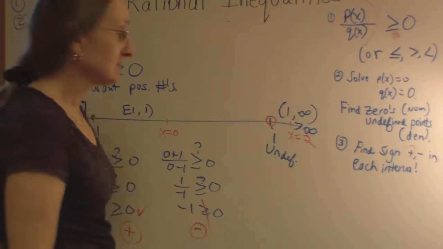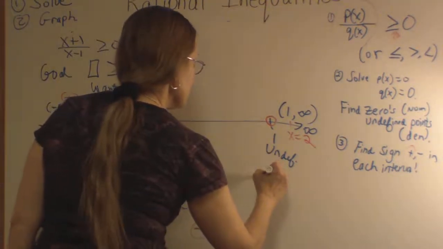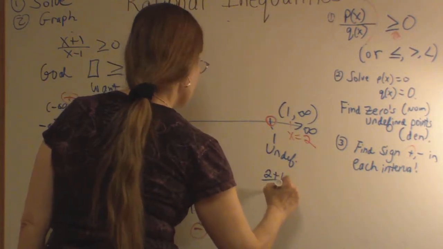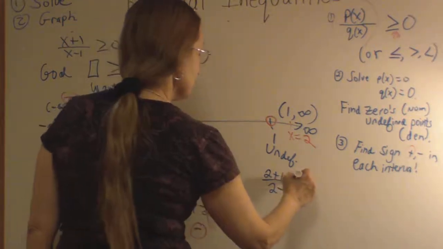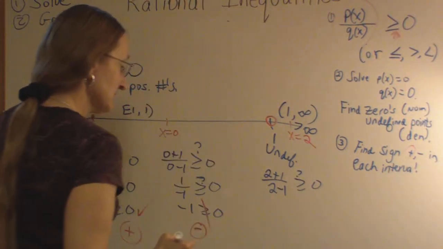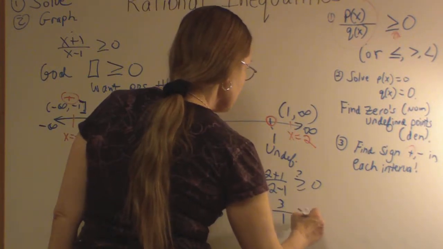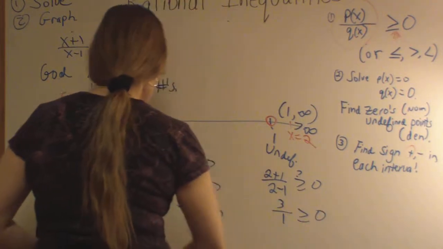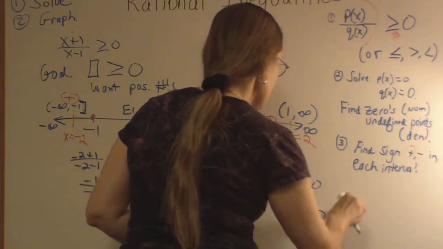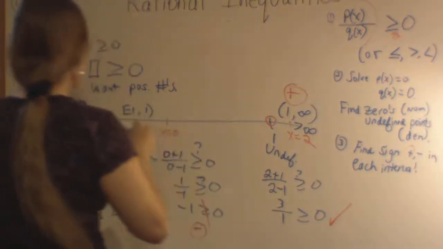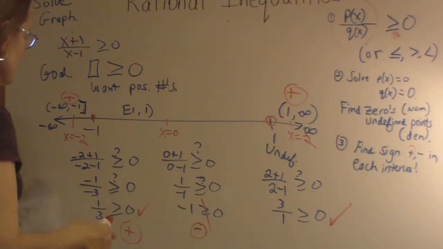Finally, let's try positive 2. So we get 2 plus 1 over 2 minus 1. And we want to know, is this greater than or equal to 0? Well, we have 3 divided by 1. And yes, that is definitely going to be greater than 0. So we know that we'll get a positive result in that last interval.